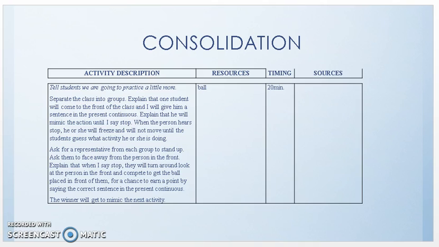Ask for a representative from each group to stand up. Ask them to face away from the person in the front. Explain that when I say stop, they will turn around, look at the person in the front, and compete to get the ball placed in front of them for a chance to earn a point by saying the correct sentence in the present continuous. The winner will get to mimic the next activity. So the ball is necessary as a resource. The timing is going to be 20 minutes.